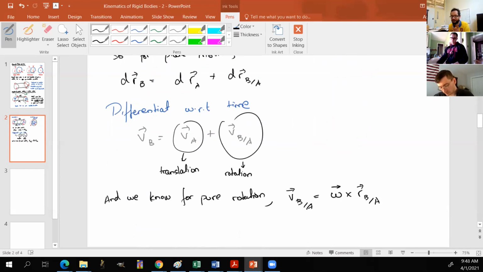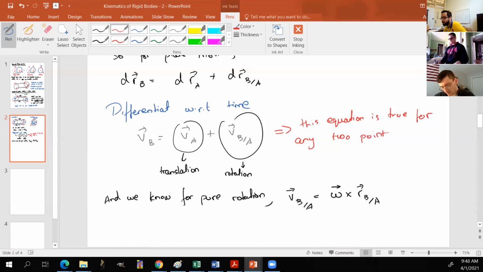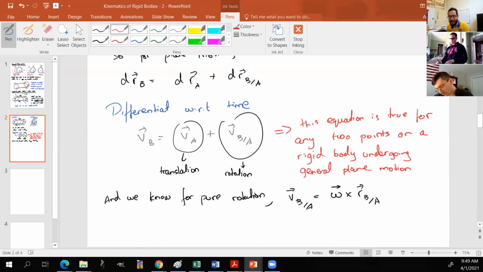And now here is where the magic comes in. This expression that you see over here is true for any 2 points on a rigid body undergoing general plane motion. So as long as you pick any 2 points on your rigid body, this expression is going to hold true.